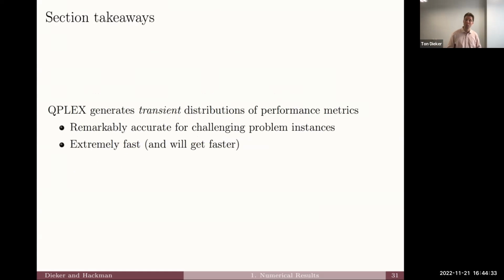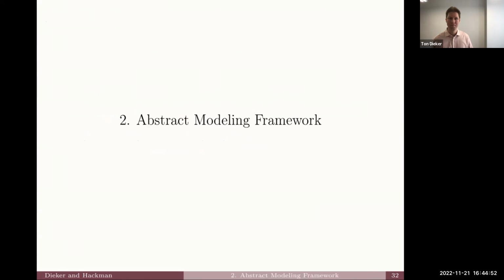So in this section, what we've done is we highlighted that QPLEX generates transient distributions. And we've seen that it can be remarkably accurate and also is very fast. And we haven't really even begun to make it faster. In this next section, we're going to talk about an abstract modeling framework.